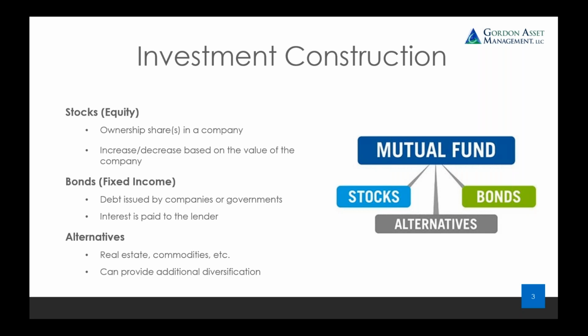Now, mutual funds are investment vehicles that are made up of a collection of stocks, bonds, and/or alternative investments. For those who are not aware, stocks or equity investments are ownership shares in a company. Stocks will increase or decrease based on the value of the underlying company. Now, bonds or fixed income are the other primary investment type and are debts issued by companies or governments. With bonds, investors lend money in exchange for interest payments received while the money is being lent. Some mutual funds will utilize other alternative investments such as real estate, commodities, etc., which can help to provide additional diversification.